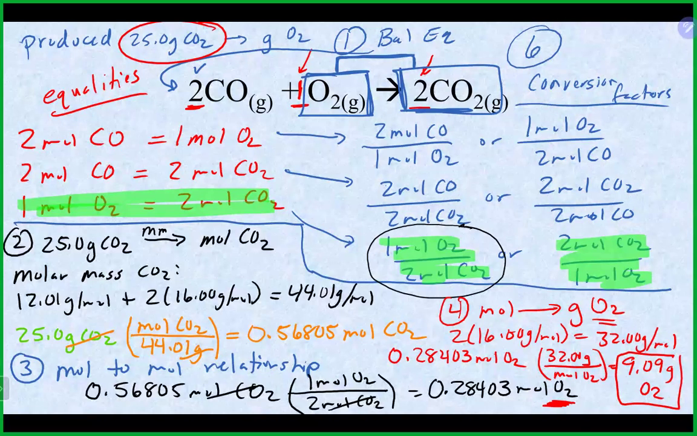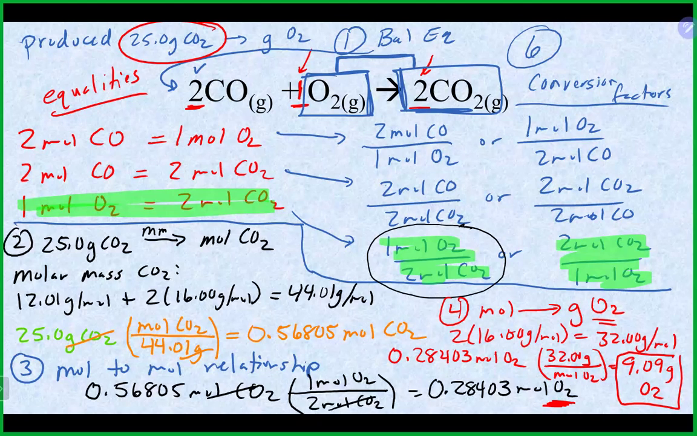Basic stoichiometry problems like this, where pretty much they just give you one piece of information in the equation. How many grams of somebody, how many moles of somebody, how many pounds of somebody, always follows these same 4 steps. Equation balanced, convert whatever they give you to moles, go to the equation, do the mole to mole relationship, and at the end, convert those moles to some other unit. What this means is if I produce 25 grams of CO2, I would have had to put in there 9.09 grams of O2 to produce that much CO2.